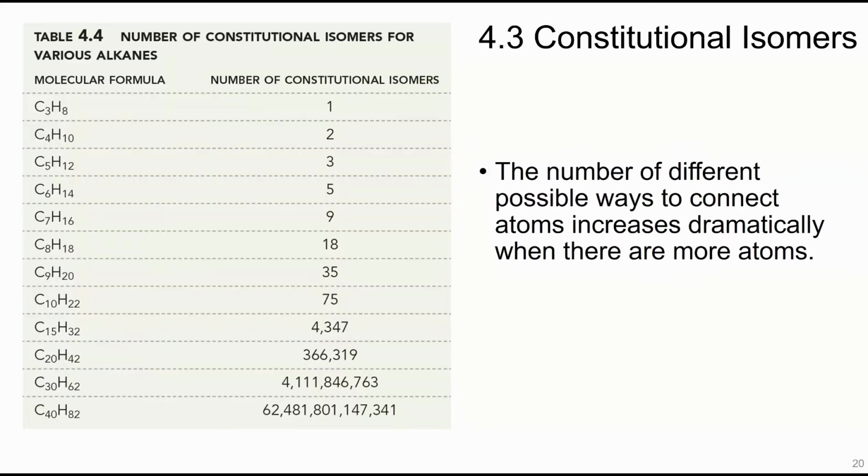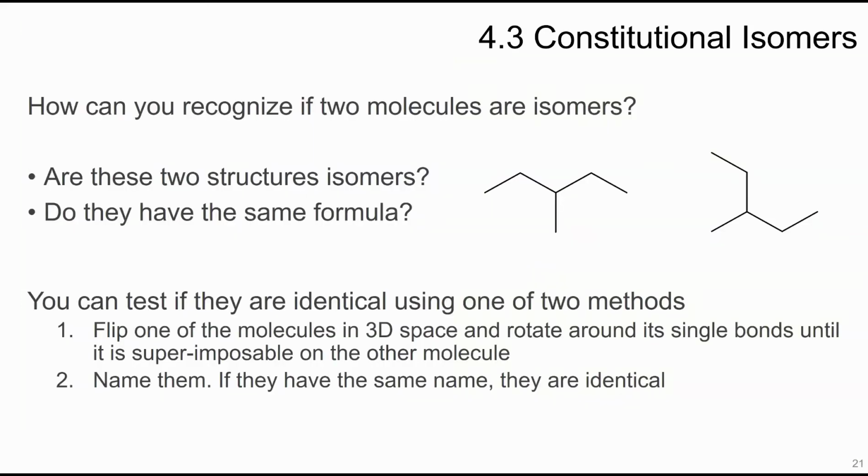As you add carbon numbers, the number of possible constitutional isomers increases dramatically. With C3H8, you have 1 constitutional isomer possible. You go to C9, we now have 35, and it just creeps up and creeps up in that fashion. How can you recognize if 2 molecules are isomers? If you're looking at these 2 structures, are they the same? Do they have the same formula? There are 2 ways that you can test to see if they're identical.